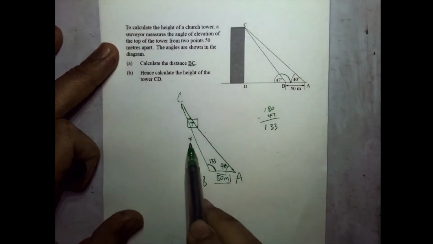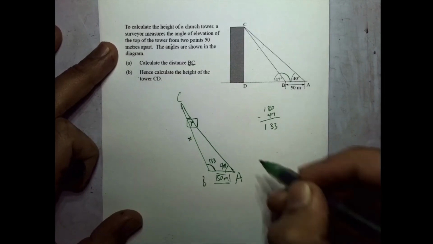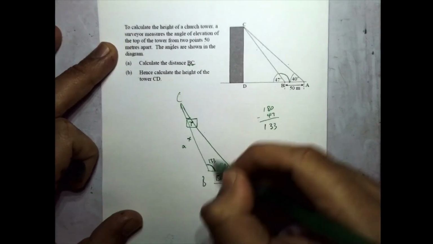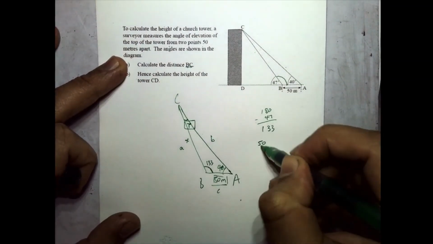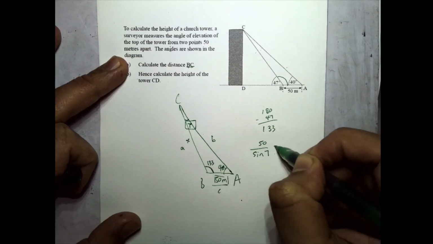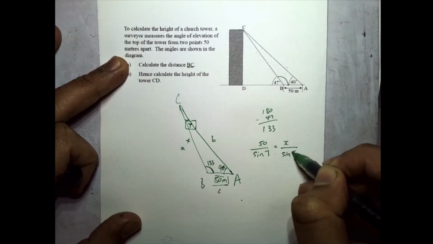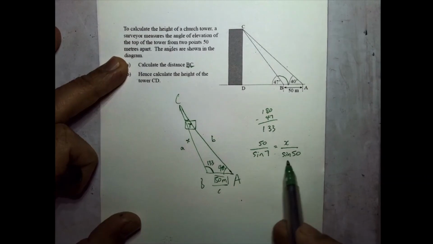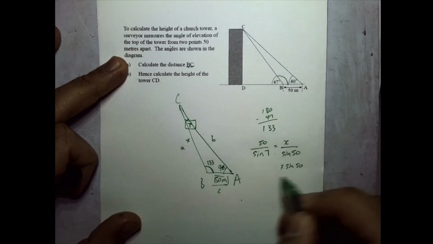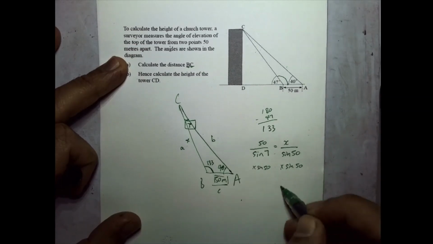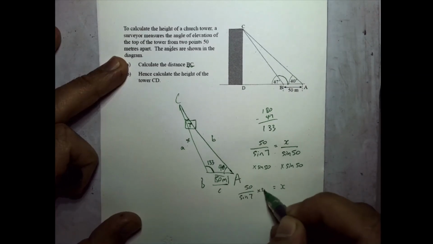Am I finding sides or am I finding angles in this question? I'm finding side x. So if I label it, this will be little a, this will be little b, this will be little c. The matching one is the one that I'm going to write first. So 50 divided by sine 7 is equal to x, the one that I don't know, divided by sine 50. What do I need to do to both sides to get x on its own? Times by sine 50, times by sine 50. That will give me x equals 50 divided by sine 7 times sine 50.